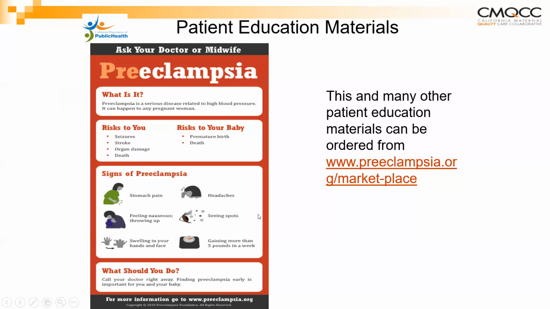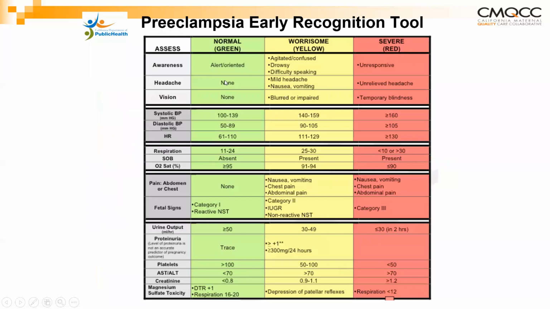The other education that needs to happen is after they have been diagnosed with preeclampsia, they need to be seen much sooner in their postpartum period than a woman that has not had this condition. So we want to see them within 7 days, regardless of the type of delivery they've had. And this information needs to be given to them in their discharge education material. Here's an early recognition tool. This is normal, this is worrisome, and these are severe.